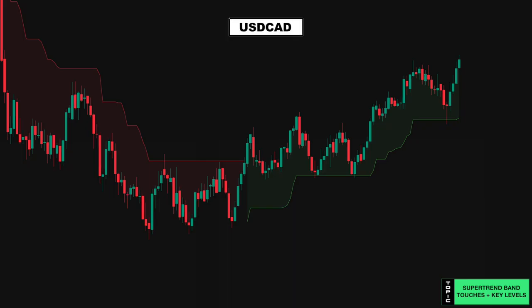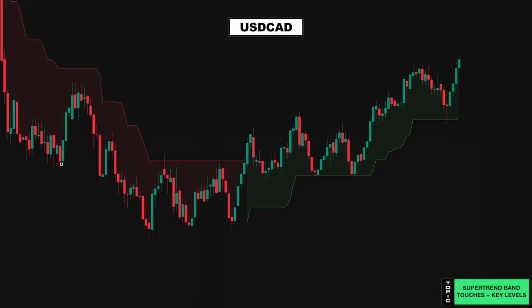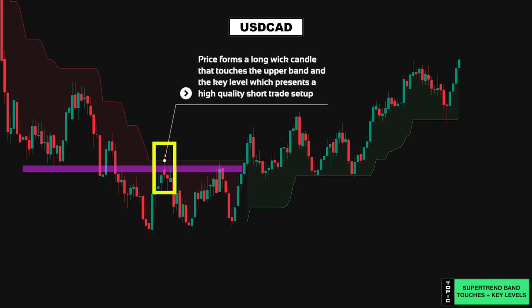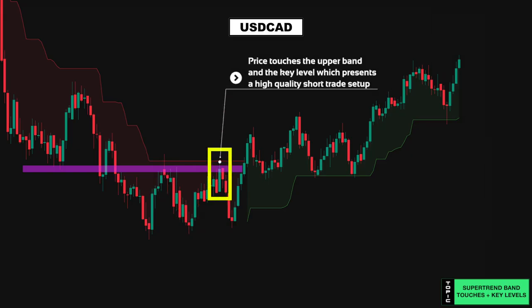This is the dollar CAD currency pair. Price is in the red of the super trend, so you are looking for short trade setups. This reversal point gives you a key level. As price comes up, it forms a long wick candle that touches the upper band and the key level, which presents a high quality short trade setup. Again, price comes up and touches the upper band and the key level, presenting another high quality short trade setup.